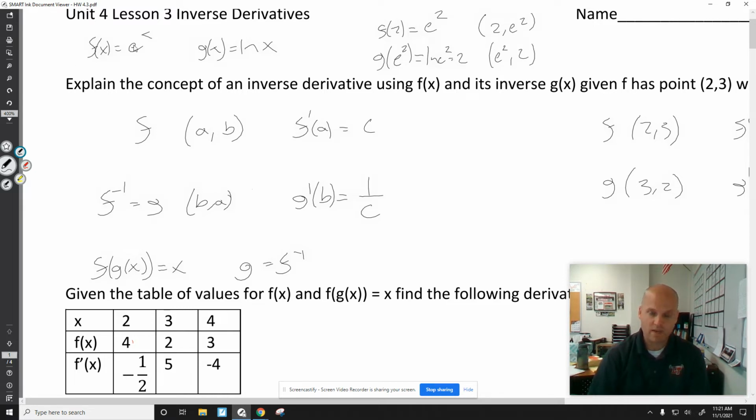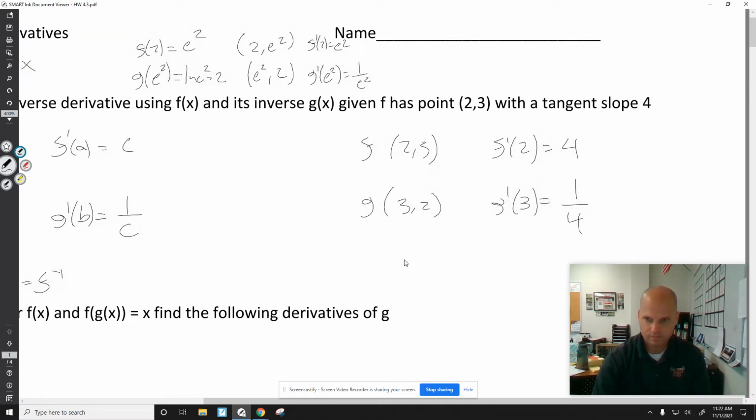The derivative of e to the x is e to the x. So the derivative of e to the x at 2 is e squared. The derivative of log x is 1 over x. So the derivative of log x at e squared is 1 over e squared. See how they're reciprocals of each other? There it goes. That's this table.